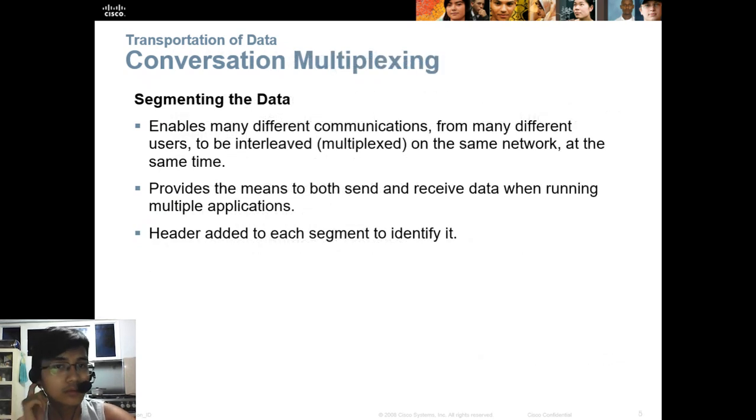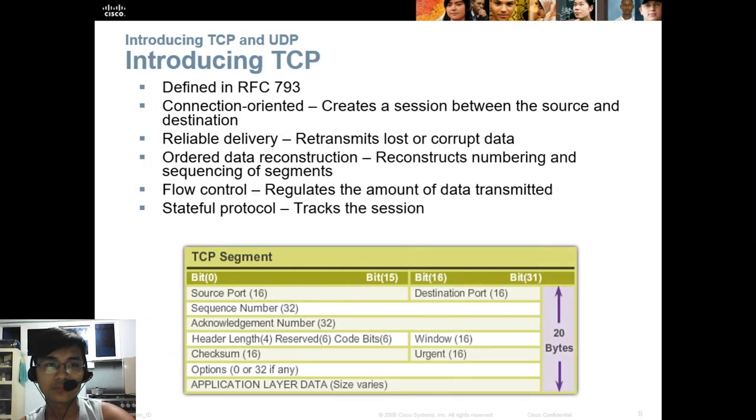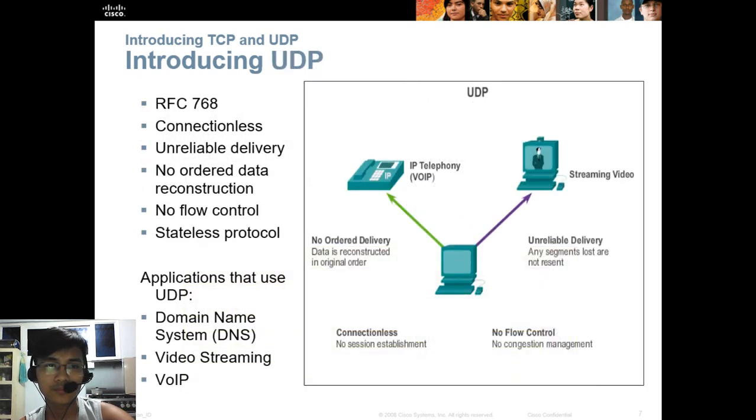Segmenting the data enables many different communications from many different users to be interleaved, or multiplexed, on the same network at the same time. TCP is connection-oriented and creates a session between the source and destination. It has reliable delivery, retransmission of lost or corrupt data, ordered data reconstruction, flow control, and is a stateful protocol. UDP is connectionless, with unreliable delivery, no ordered data reconstruction, no flow control, and is a stateless protocol.